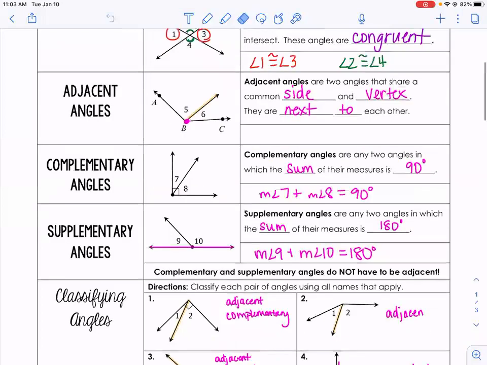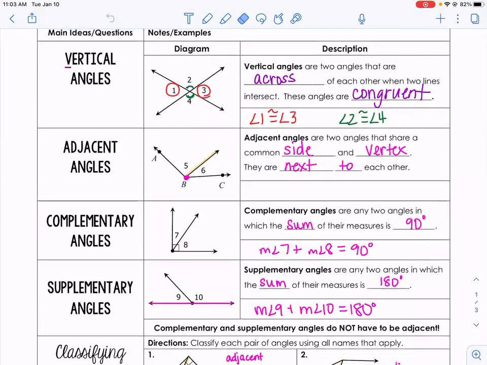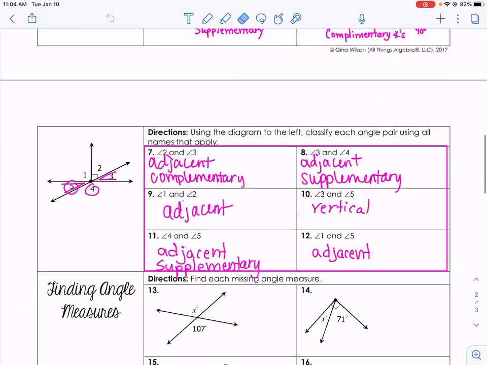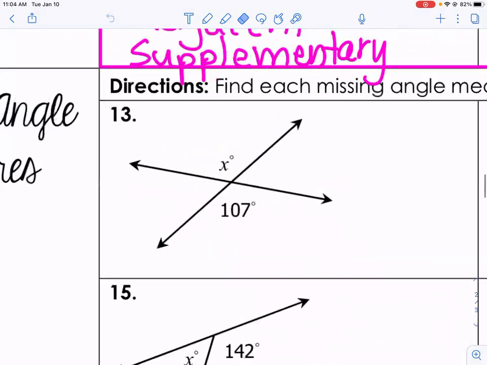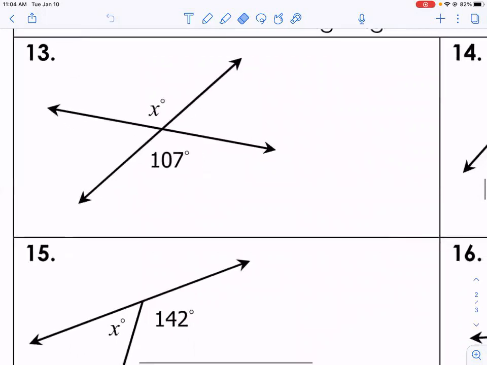Yesterday we talked about vertical, adjacent, complementary, and supplementary angles. And you did a very nice job this morning of showing me that you know what those look like. So now what we're going to do is take a picture and interpret what it means and find a missing measure.